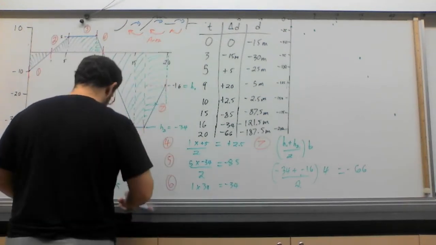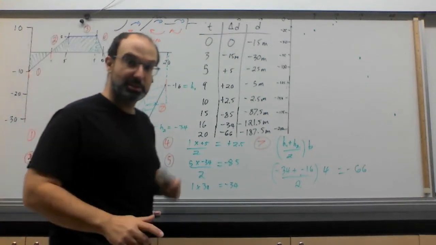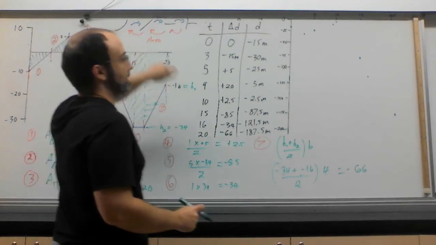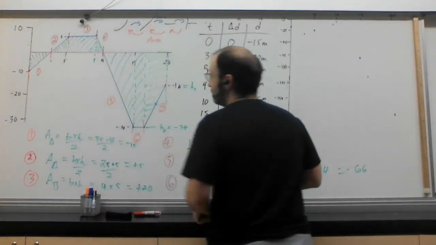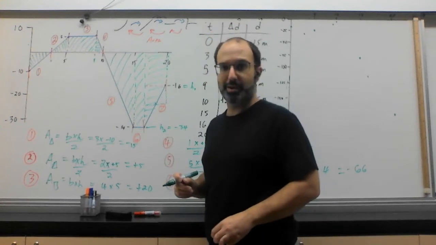So the first one is a sloped line. A sloped line, when we're going backwards, turns into a curved line. But the question is, what type of curved line are we going to do? Well, we have to interpret the graph properly.